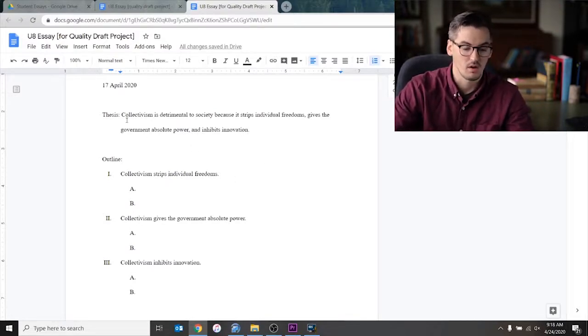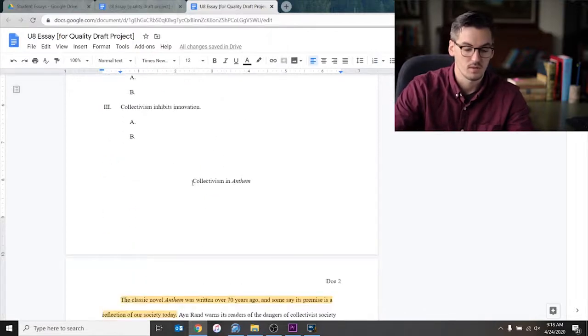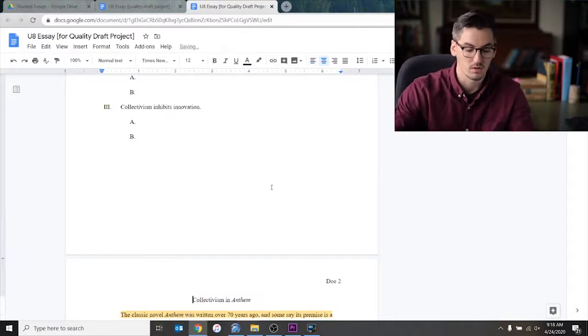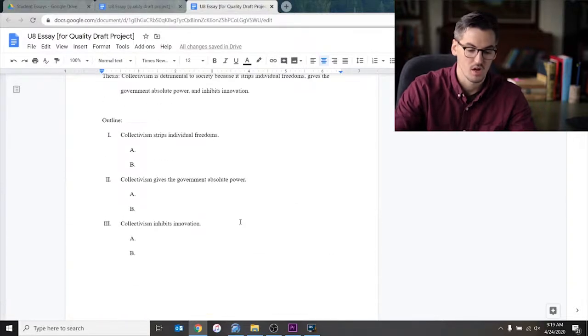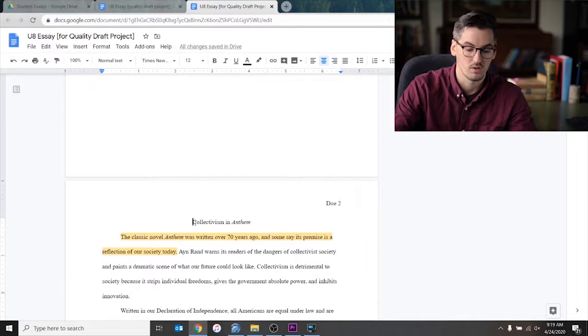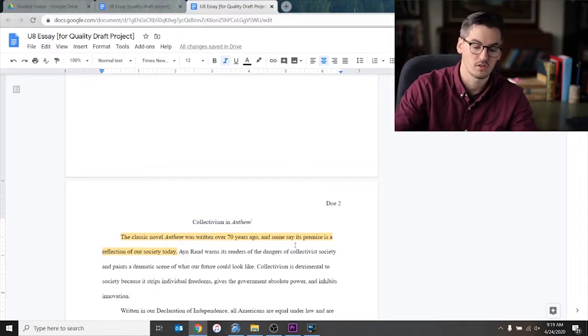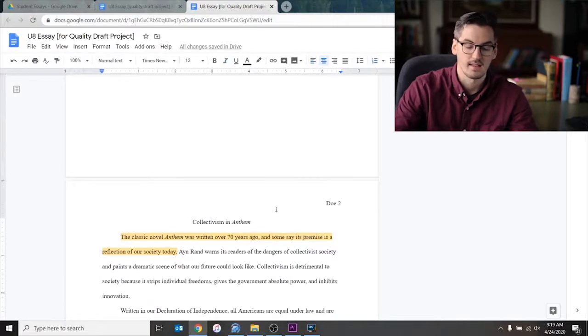So now that we've got a good thesis and outline set up here, you'll notice there's still room at the bottom of this first page for the paper to start, but we don't want that. So create a page break and let your essay start on the second page. If your outline is extra long and goes on to the next page, then your paper should start on the third page. So make sure that there's a page break between your outline and your essay.